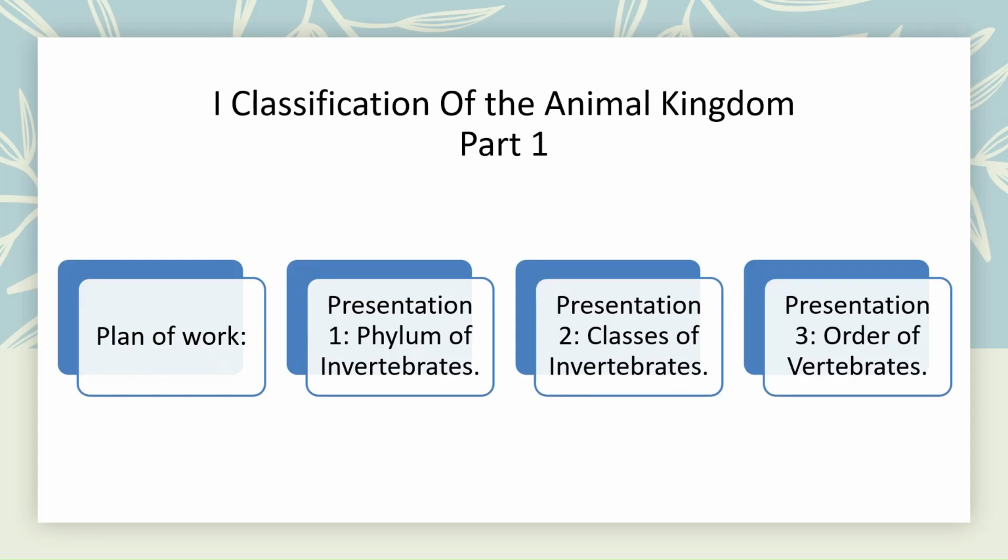The first classification of the animal kingdom, part 1. The plan of work is presentation 1, phylum of invertebrates. Presentation 2, classes of invertebrates. Presentation 3 is order of vertebrates.